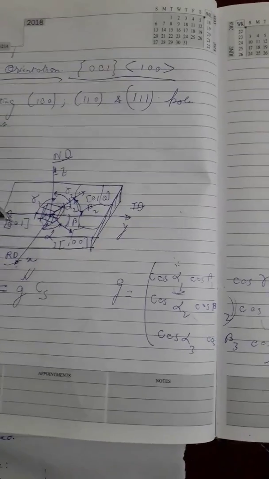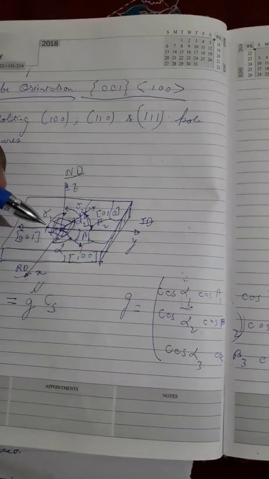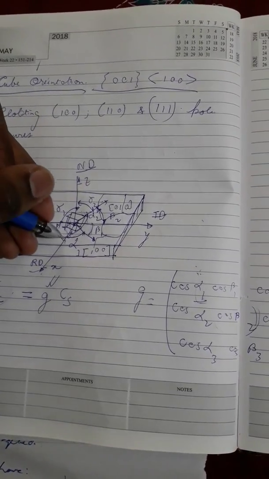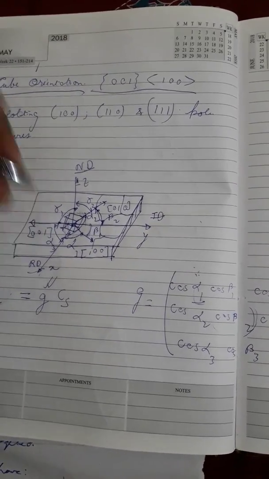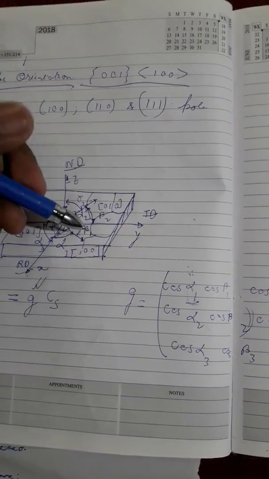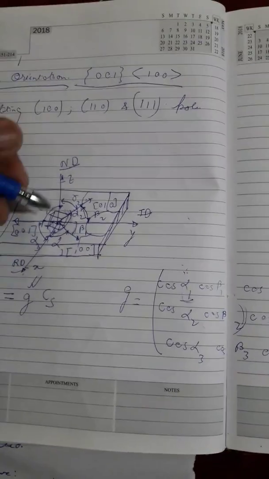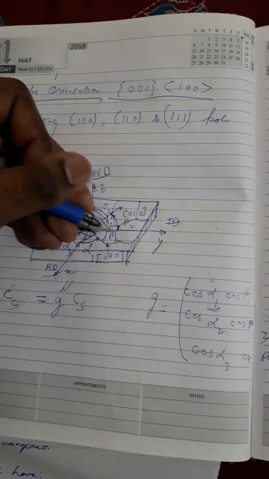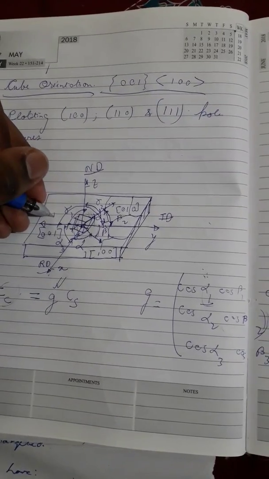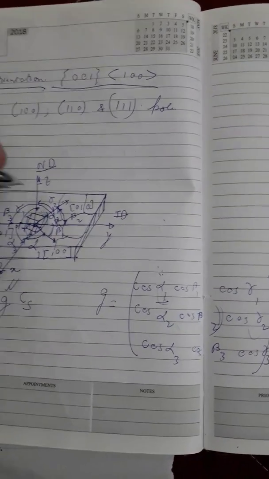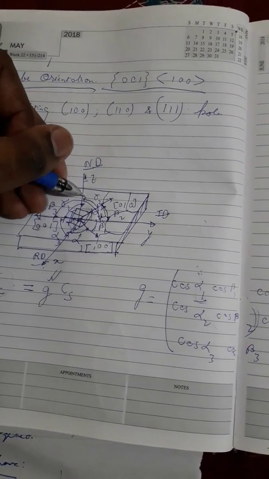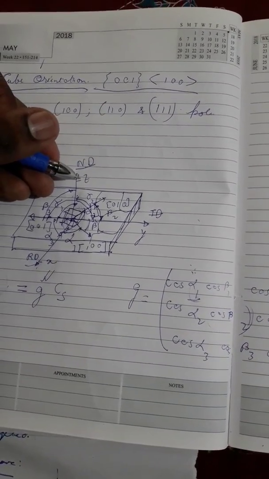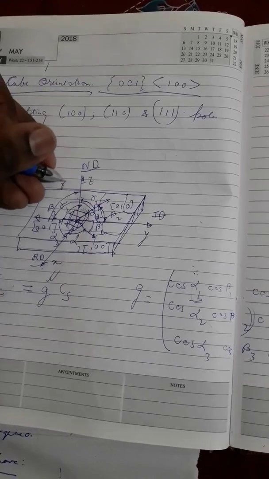Then we have the alpha 3. Alpha 3 is basically nothing but the angle made by RD with 001. So RD with 001 means this angle is basically the alpha 3. Then we have the beta 3 again, which is nothing but the angle made in between TD and 001. So TD and 001 is basically this angle. This is again the beta 3, and finally the angle made in between the normal direction and the 001 comes out to be equal to gamma 3.